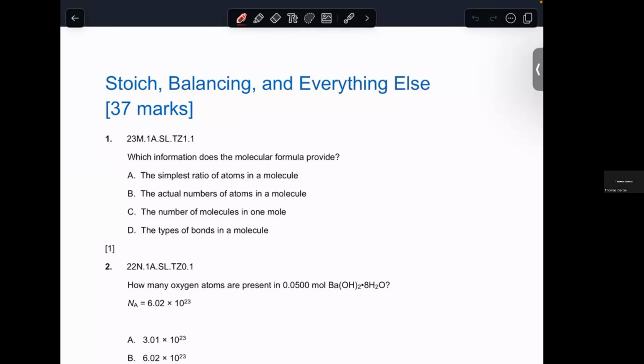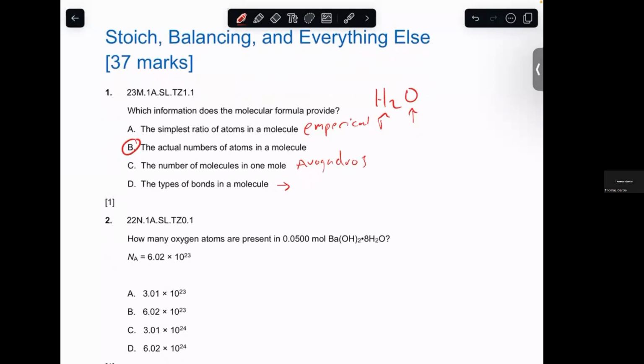Which information does a molecular formula provide? That would be like H2O, and it tells you the number of hydrogen and the number of oxygen. It is the actual number. The simplest is called the empirical, and the number of molecules in a mole is Avogadro's. Types of bonds, you got to know that it's ionic, covalent, or metallic.